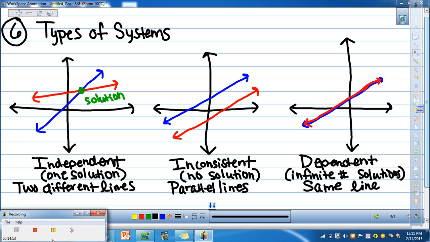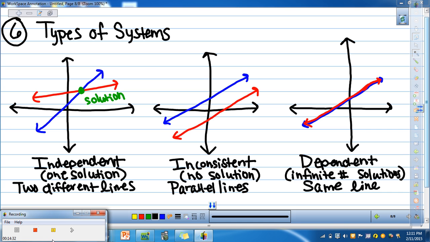The second possibility is that the two lines given to us might be parallel. Remember that parallel lines have the same slope. They are never going to cross, meaning that there will be no solution because there's no intersection point. We call this one inconsistent.